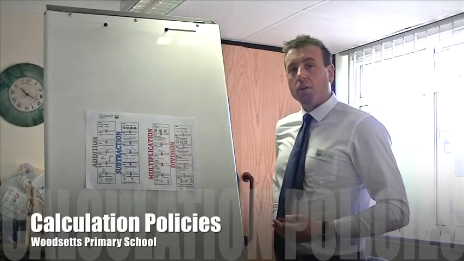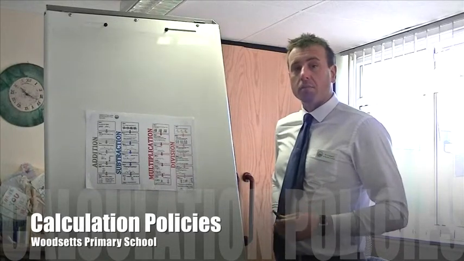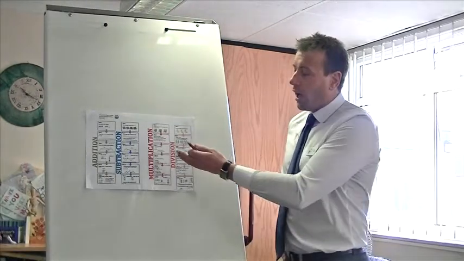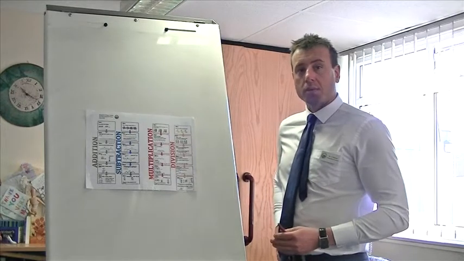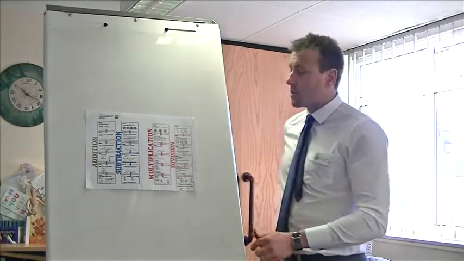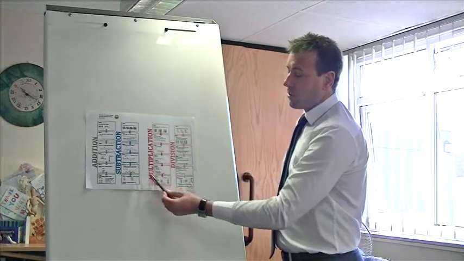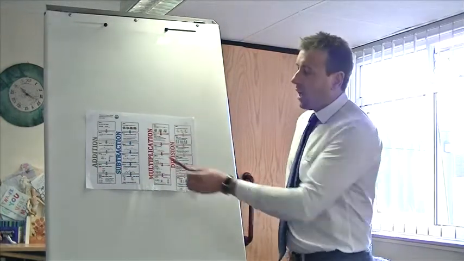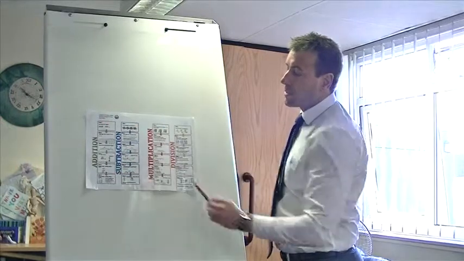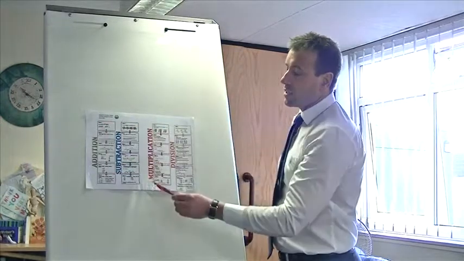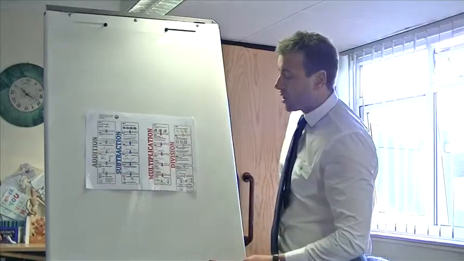On our website you will find some videos that we've made with the children to show you our calculation policy. So I just want to explain how our calculation policy works. The calculation policy is split into the four operations of addition, subtraction, multiplication and division. Each operation is separated into different stages, starting at stage 1 and working down to stage 6.